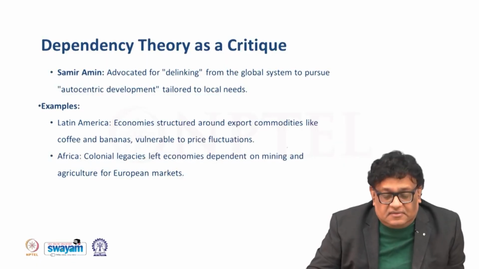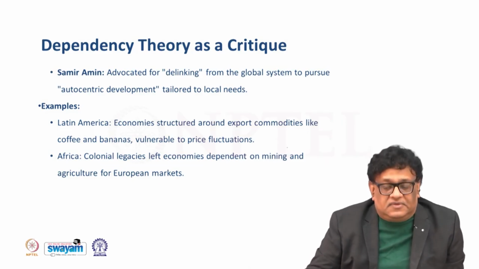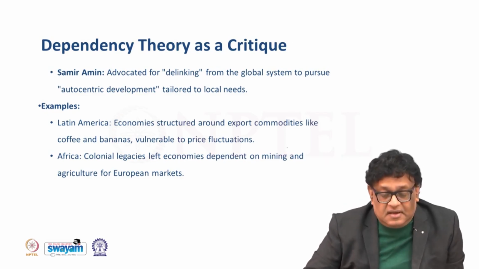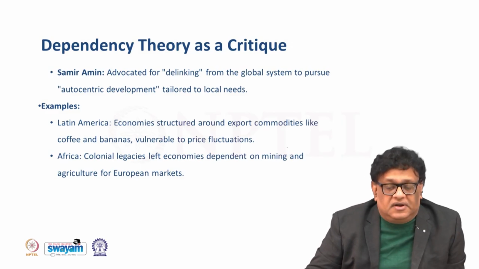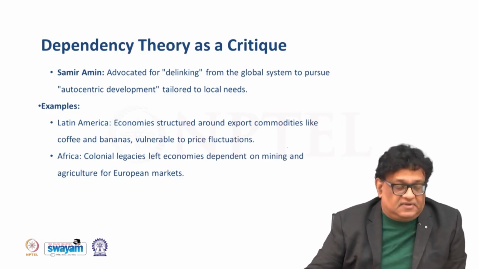Examples of this approach can be seen in movements for agrarian reform in countries like Tanzania under Julius Nyerere, who emphasized self-reliance through policies like Ujamaa, African socialism. The experience of Latin American and African economies illustrates these dynamics. In Latin America, commodity-driven economies built around exports like coffee, bananas, and oil remained vulnerable to price fluctuations in global markets. Similarly, African nations continued to rely on mining and agriculture, sectors shaped by colonial demands, to sustain their economies, leaving little room for diversification or domestic industrialization.